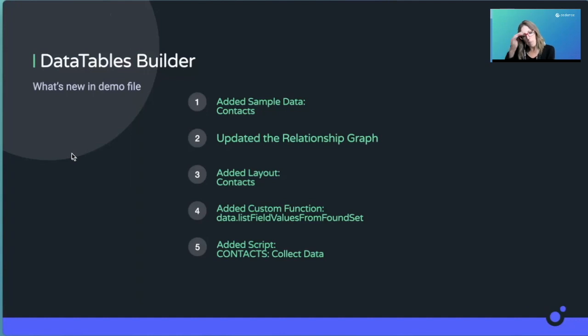Every time I release a video, I'm going to show you what's changed from the prior one. So just a quick rundown: I've added a sample data table called contacts. I've updated the relationship graph. We've added a layout called contacts. I've added a custom function that I needed to be able to perform something I wanted to show you. And then I've added a script called contacts collect the data. So we're going to hop over into the demo file.